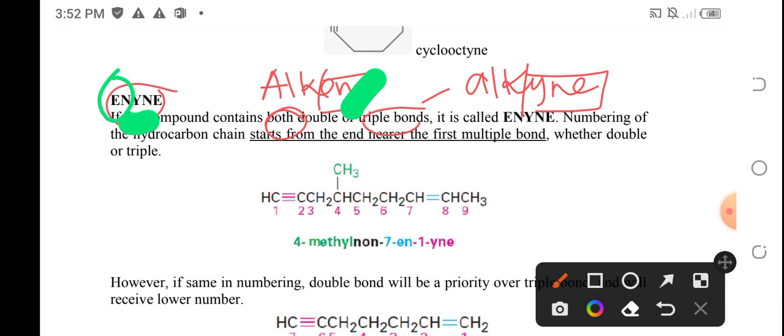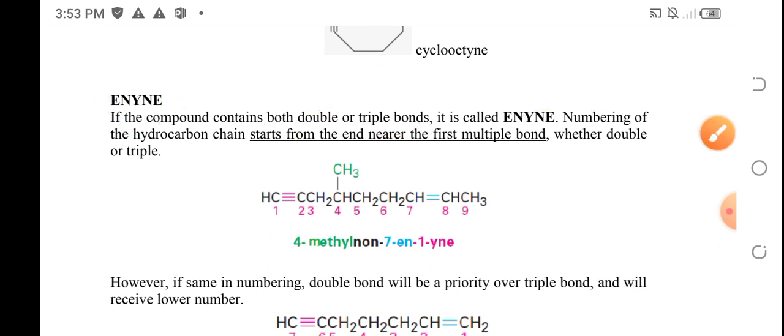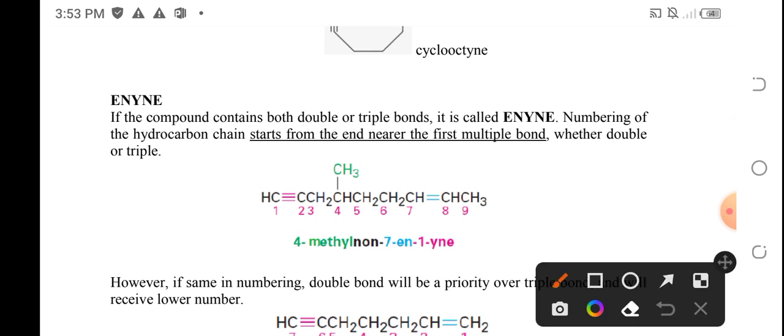So the en is for the alkene or the double bond, and the yne is for the triple bond. Okay, so enyne. So how do we number this and how do we name enynes? Those compounds with double and triple bonds. So you have to number the hydrocarbon chain starting from the end nearer to the first multiple bond. So regardless kung sino double bond or triple bond, basta you come up with the smaller or the lowest number. Okay? So you start at the end na malapit dun sa multiple bond, either double or triple.